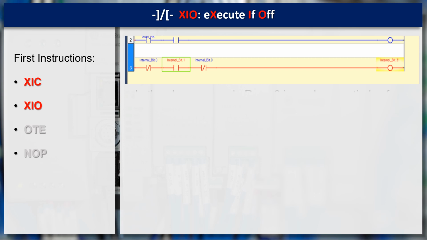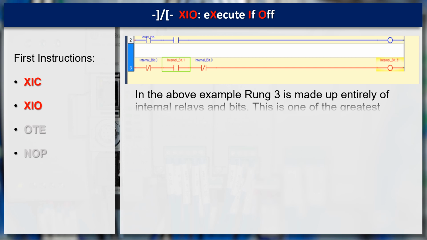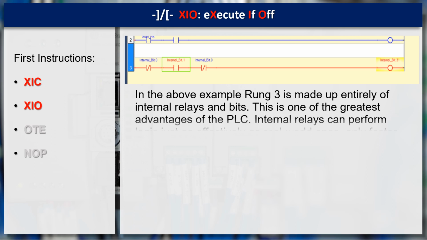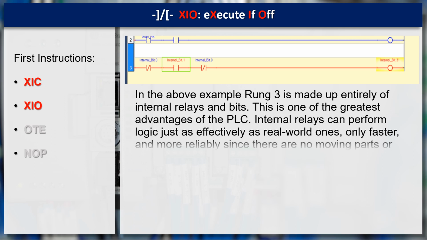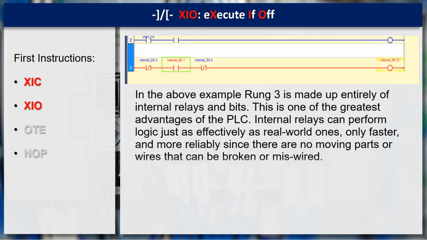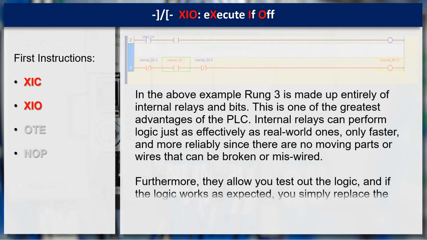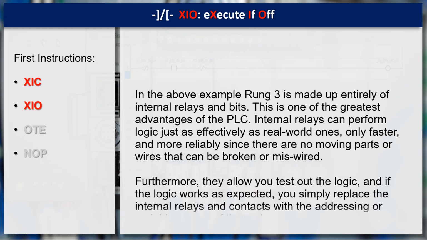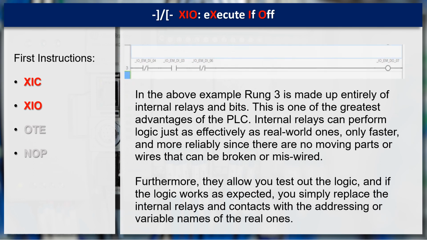In the above example, rung 3 is made up entirely of internal relays and bits. This is one of the greatest advantages of the PLC. Internal relays can perform logic just as effectively as real-world ones, only faster and more reliably, since there are no moving parts or wires that can be broken or miswired. Furthermore, they allow you to test out logic, and if the logic works as expected, you simply replace the internal relay's contacts with the addressing or variable names with the real ones.